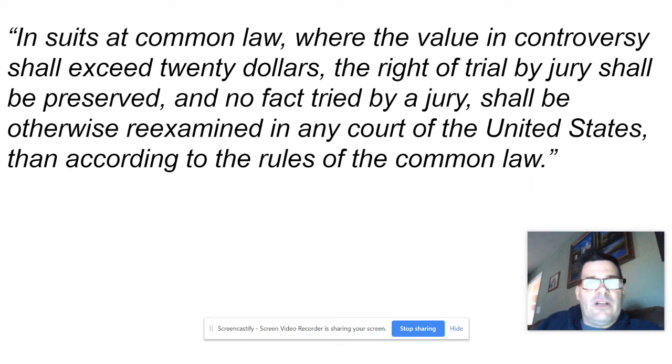Where the value in controversy shall exceed $20, the right of trial by jury shall be preserved. No fact tried by a jury shall be otherwise reexamined in any court of the United States than according to the rules of common law. So, like, no fact tried by a jury. If a case gets appealed, facts can't be changed on appeal. Facts have to be the same when the appeal is looked at.